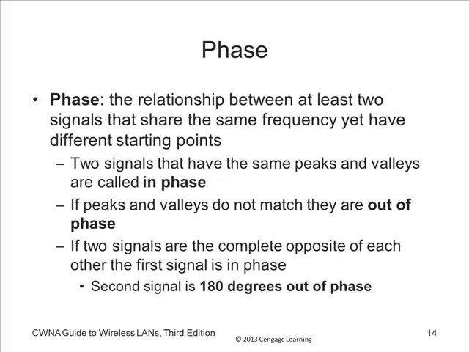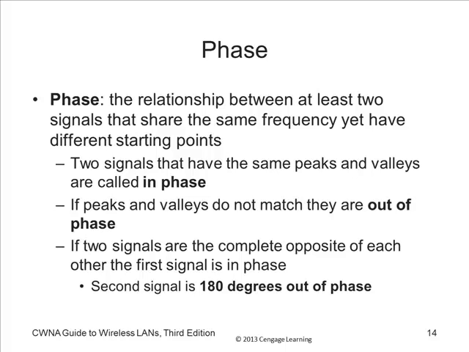Or time distance. Phase is the relationship between at least two signals that share the same frequency yet have different starting points. So it's just like we talked about the multipath, which would be two frequencies. If we started one of you guys at one point and another one at the other point, that's what a phase difference would be. Different starting points. And that's what happens in our multipath when we get to the endpoint. We're going to wind up with different phase.